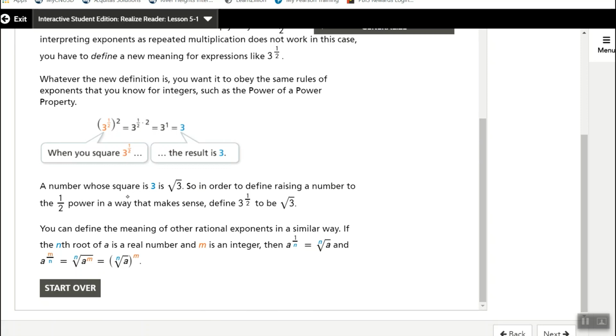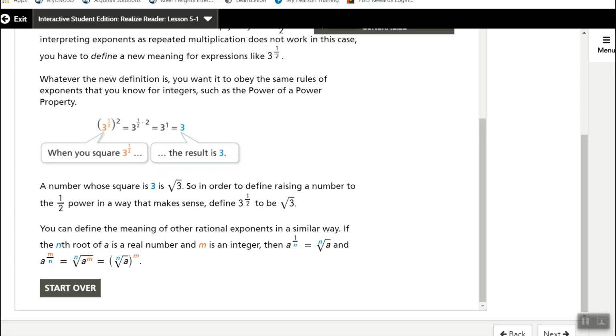All right. So a number whose square is 3 is the square root of 3. In order to define raising a number to the 1/2 power in a way that makes sense, we're defining 3 to the 1/2 power to be the square root of 3. We're saying that those two things are equal to each other, and we proved it up here. You can define the meaning of other rational exponents in a similar way. If the nth root of a is a real number and m is an integer, then a to the 1/nth power equals the nth root of a, and a bunch of stuff right here that I'm not going to go too into yet. That's a lot of words.